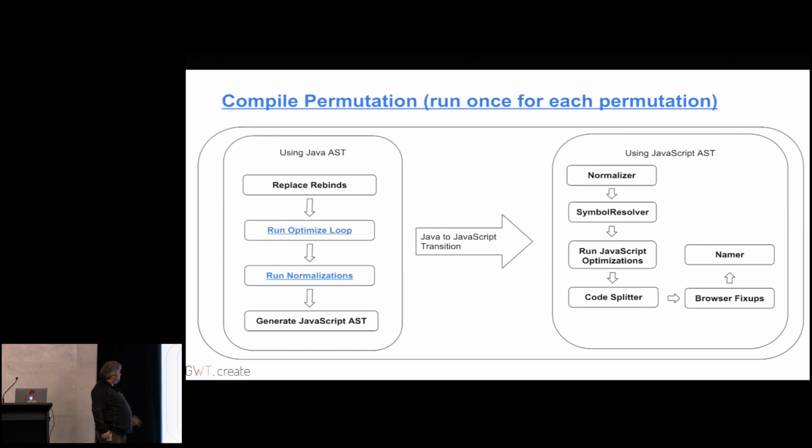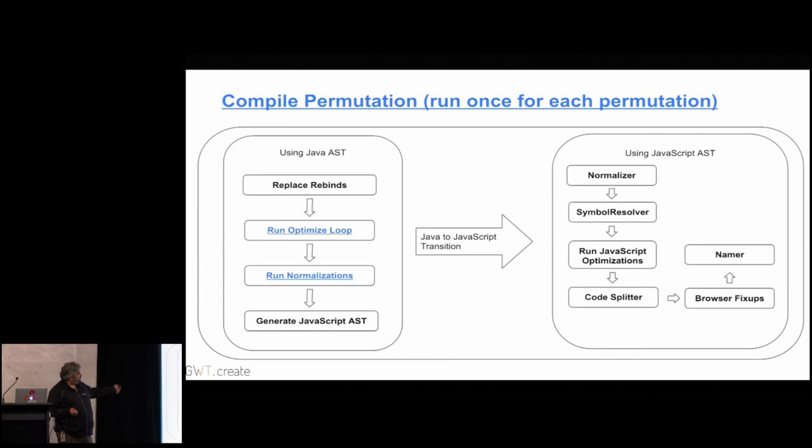Then we run the optimized loop, where the main purpose of our optimizations is to prune the AST. It's to reduce the code size. That's the main focus. After we get the optimized program, we normalize it. We implement the casts, implement the long emulation, everything that is implemented in JavaScript. All the Java features that need to be implemented by library code in JavaScript are handled in the normalization pass, and then we generate JavaScript.